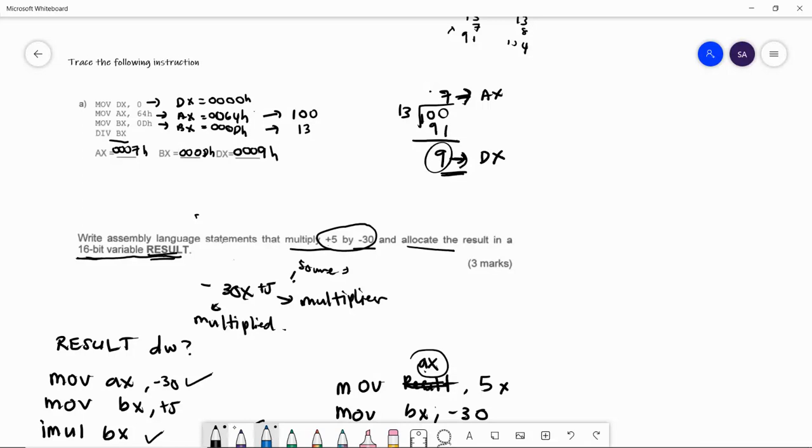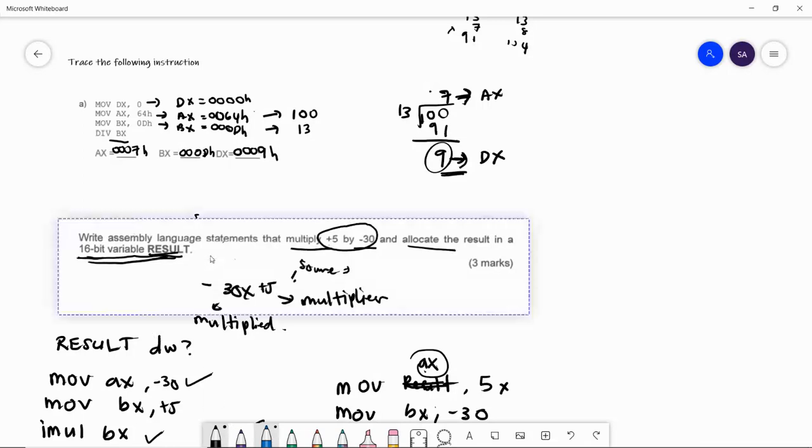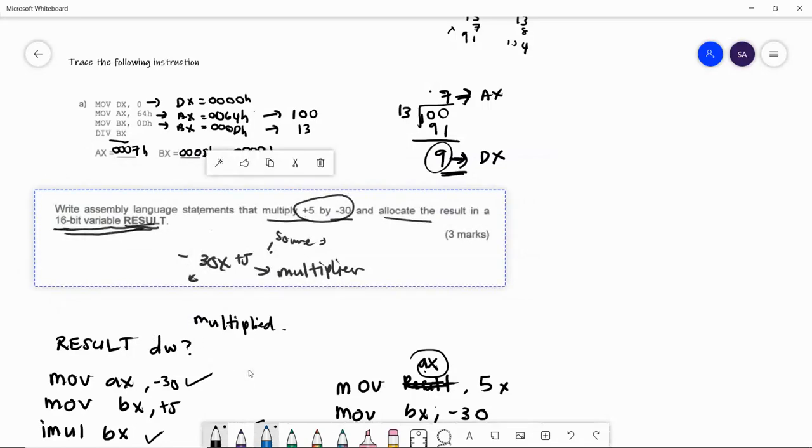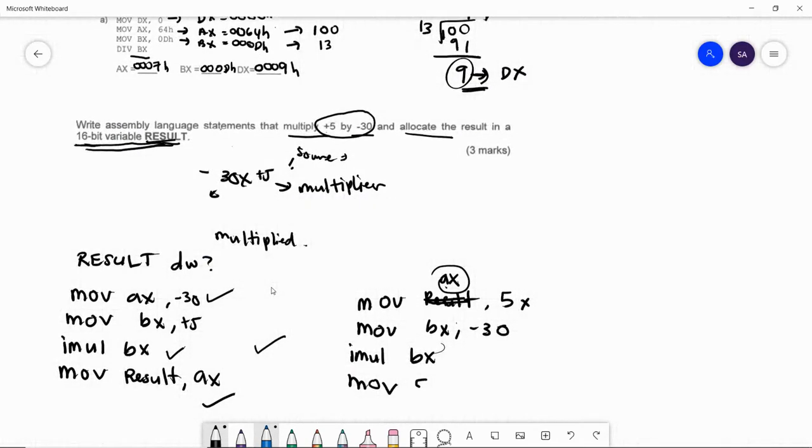Multiply 5 by negative 30. So negative 30 times with the 5 lah. Okay, and allocate the result in the 16-bit variable result. So akhirnya your jawapan kena letak dalam result punya variables. Okay, so now kita kena tengok where is your multiplier and where is the multiplied number. So the multiplied number should be put into the AX, and the multiplier will be put into the others as a source operand lah.